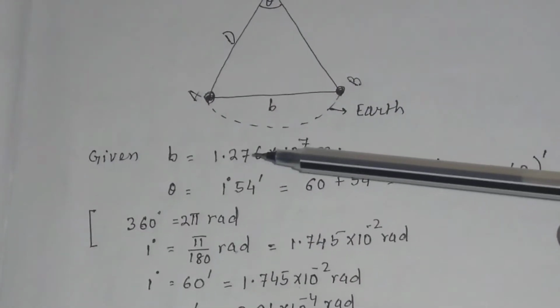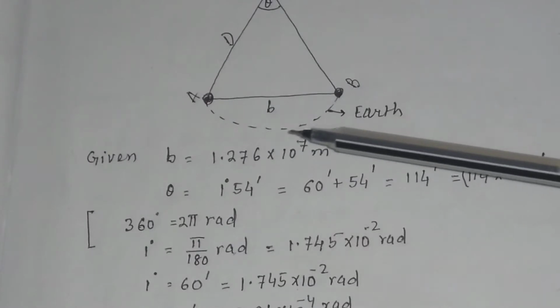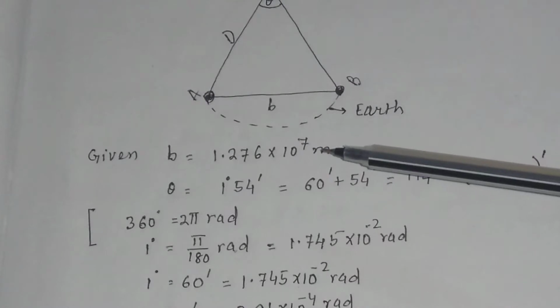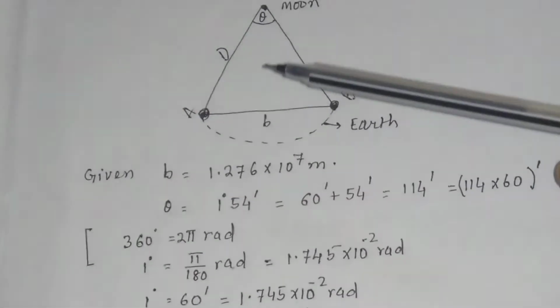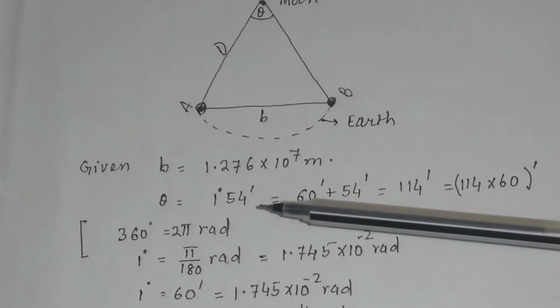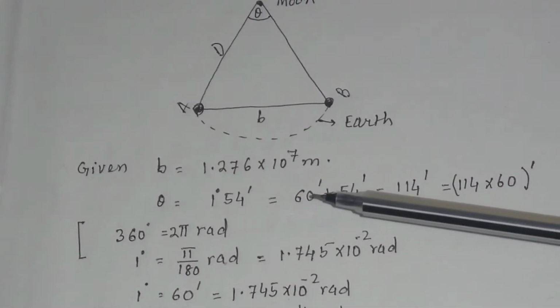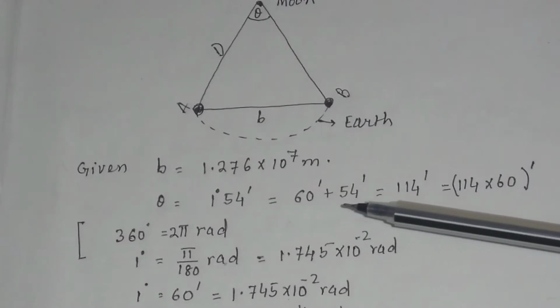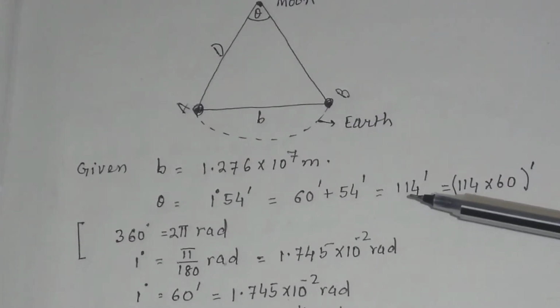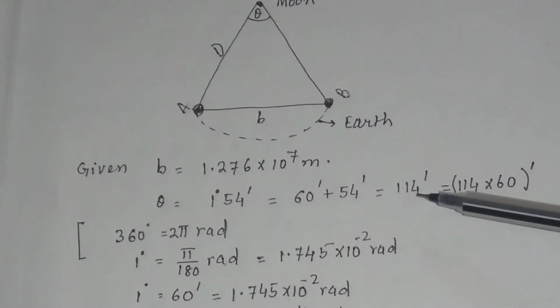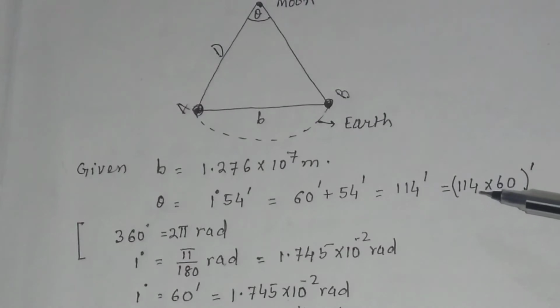So here the diameter of the earth is given, 1.276 into 10 to the power 7 meter, and this angle theta is given as 1 degree 54 minute. We know 1 degree is equal to 60 minutes, so the total will be 60 plus 54, that is 114 minutes. And we know 1 minute is equal to 60 seconds, so 114 minutes will be equal to 114 into 60 seconds.